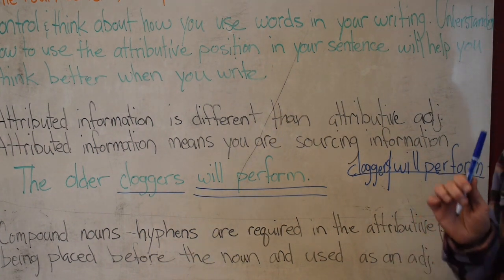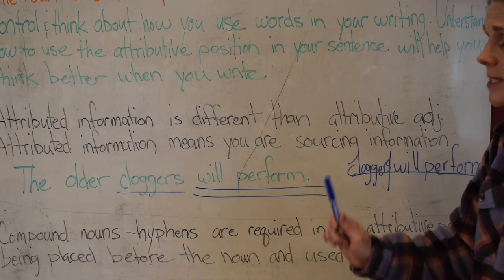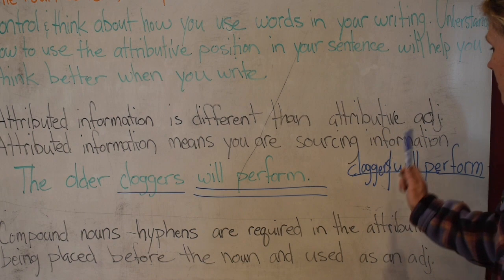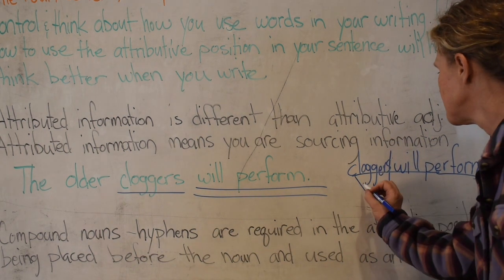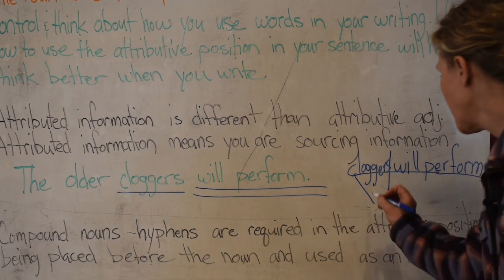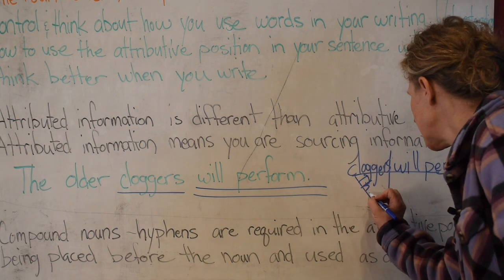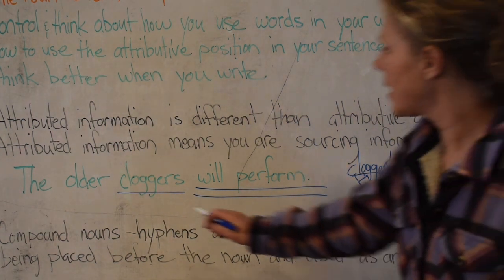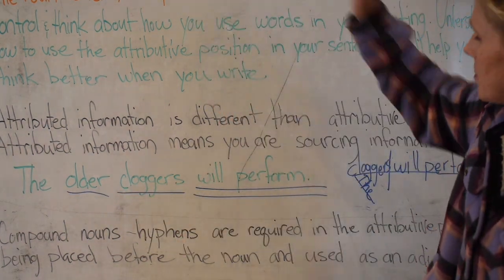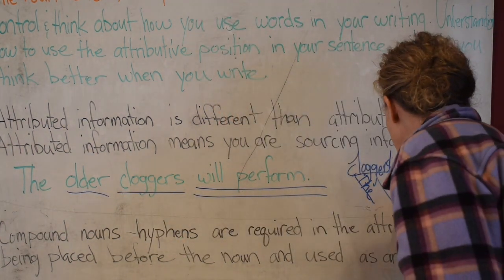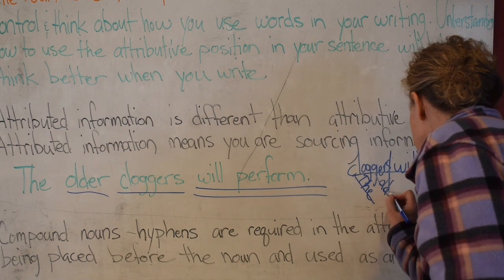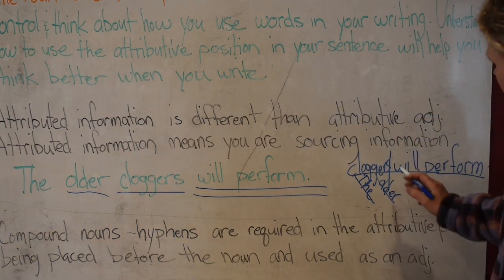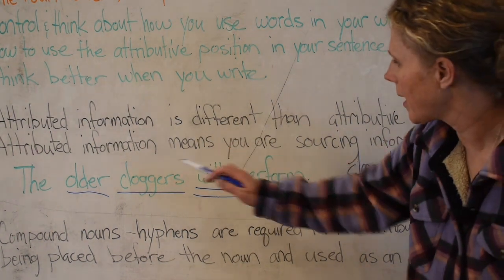Now you have an article acting as an adjective that is describing cloggers. What is it? The. It's the cloggers. And then you have older. This right here is your attributive adjective. Can you see that? Okay, and that's how you would diagram this.